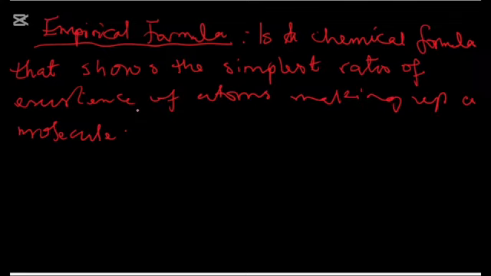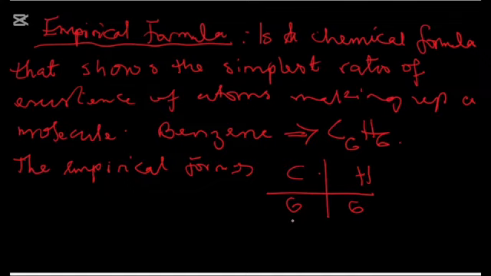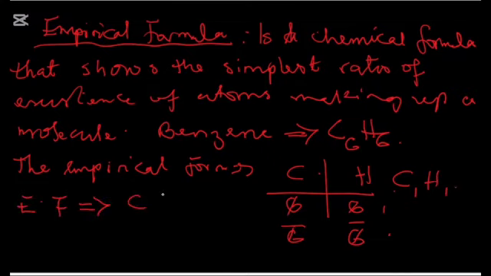I hope you can see what I'm doing. You have C and then you have hydrogen. So since I have 6 carbon and 6 hydrogen, divide it by 6 and by 6. So they can be 1:1. So it means C1H1. So the empirical formula, the simplest ratio of existence of benzene, is C1H1, which is the same thing as CH.